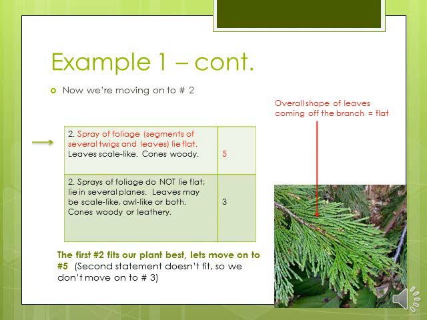So question number 2 asks if the spray of foliage, or essentially a segment of several twigs and leaves, lies flat or does not lie flat. And if you can tell from the picture here, it looks like the leaves coming off the branch are flat. So that would mean that we're going to move on to number 5.